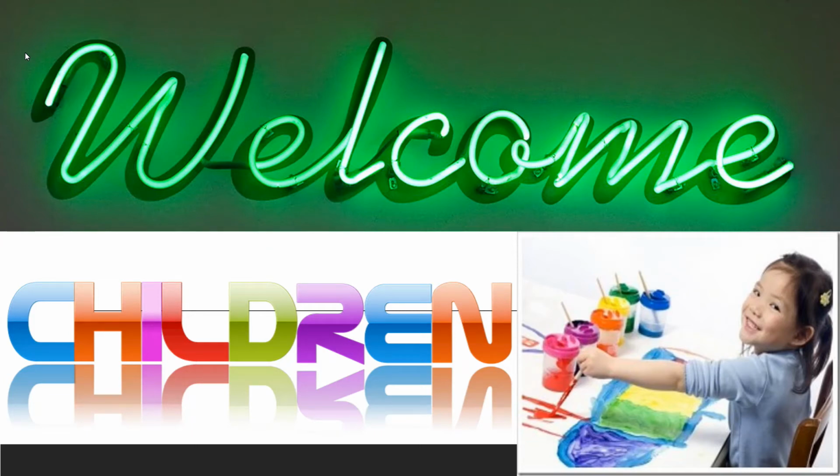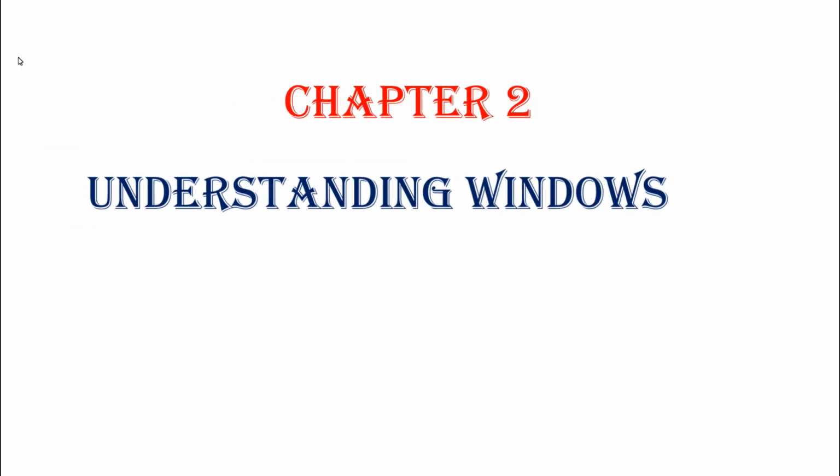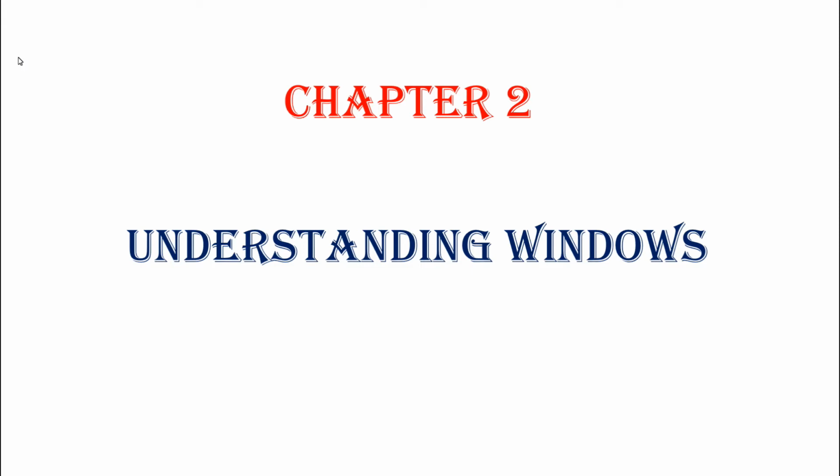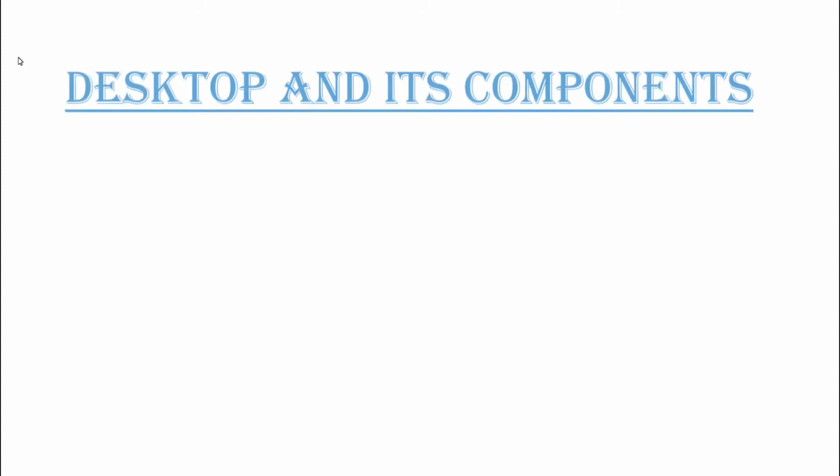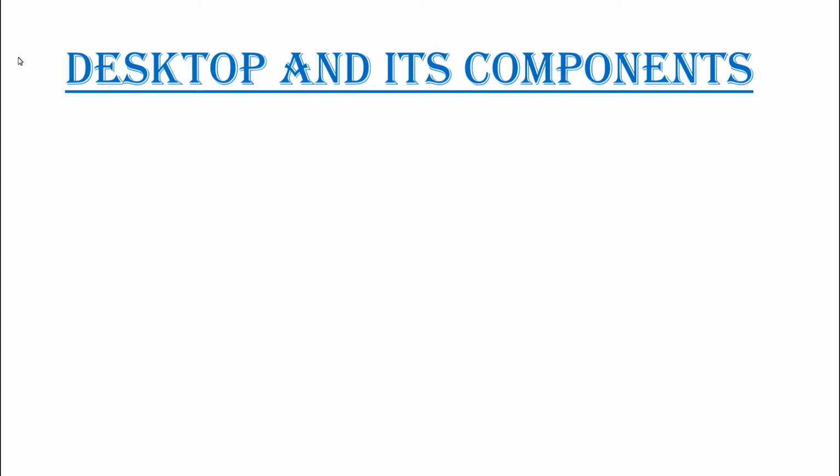In this video, we are going to discuss our chapter 2, Understanding Windows. Do you know what is this Windows? Yes, Windows is an operating system. The first topic is desktop and its components. What do you mean by desktop? Desktop is the first screen that appears when you switch on the computer.